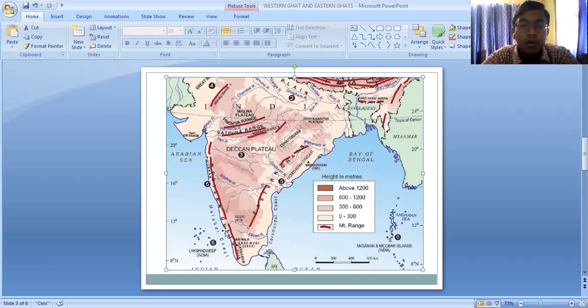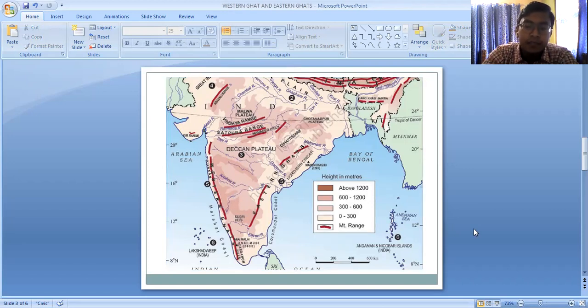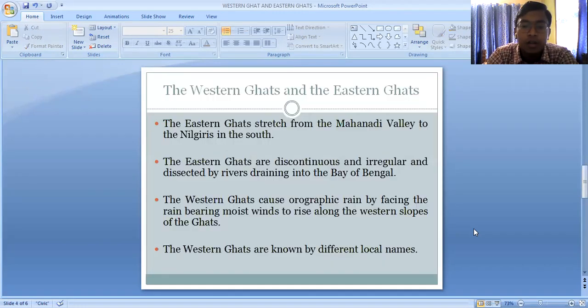Orographic rainfall means when one side of the mountain receives the rainfall and the other side of the mountain gets very less rainfall. So this part of the Western Ghat receives the maximum amount of rainfall, that is the orographic rainfall, and this part receives very little rainfall. After the monsoon wind finally crosses the Western Ghats, the moisture content in the monsoon wind is very less, so it cannot cause much rainfall in this region. This is why it is said that the western part of the Western Ghat receives the orographic rainfall.